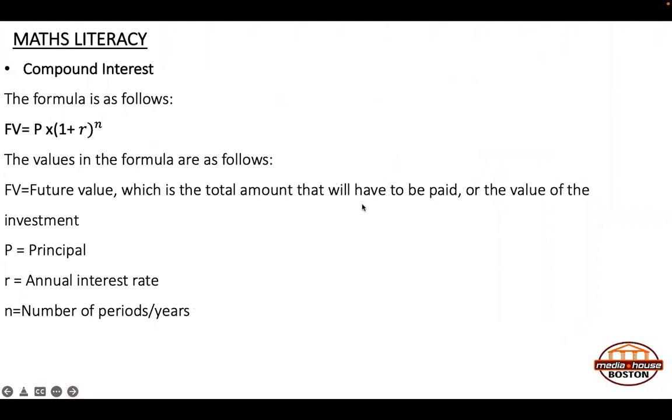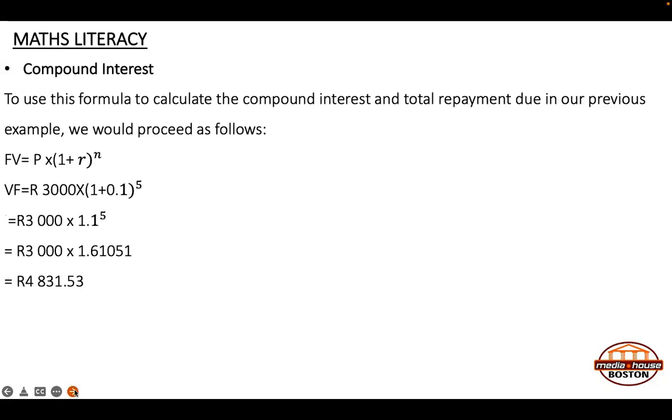So the formula is as follows: FV equals P times (1 plus R) to the power of N. N is the number of years, so let's just explain it quickly. FV, future value, which is the total amount that will have to be paid, or the value of the investment. P is the principal, R is the annual interest rate, N is the number of periods or years.